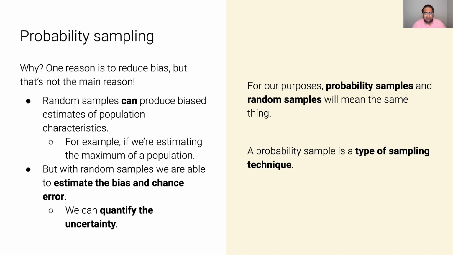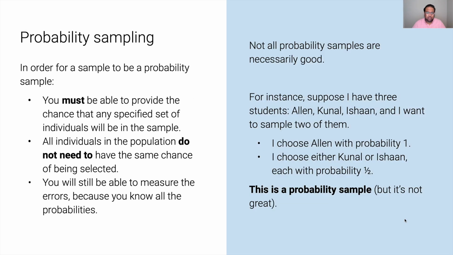The main reason we use probability samples is that they allow us to estimate what the bias and chance error in our sample is. We're able to quantify the uncertainty because we're able to calculate both what the average sample should look like and what the probability of our sample looking the way it did was, given our sampling technique. And so those tools allow us to quantify what the bias and what the chance error in our collected sample was. One thing I'll note is that we will use the term probability sample and random sample to mean the same thing here. So finally then, what is a probability sample?